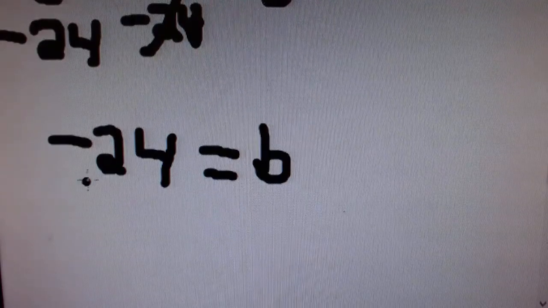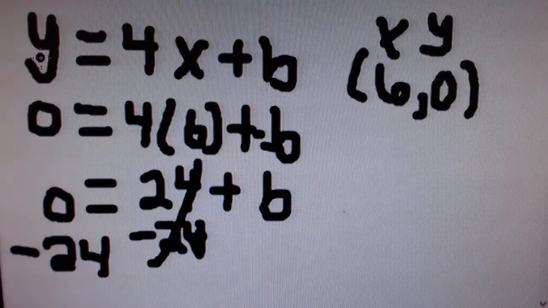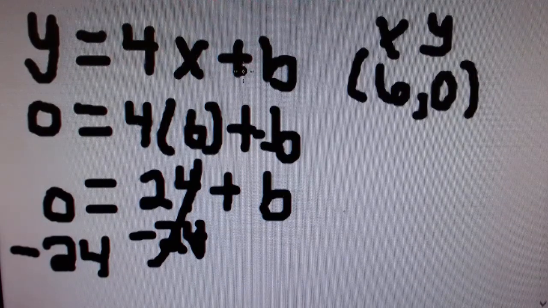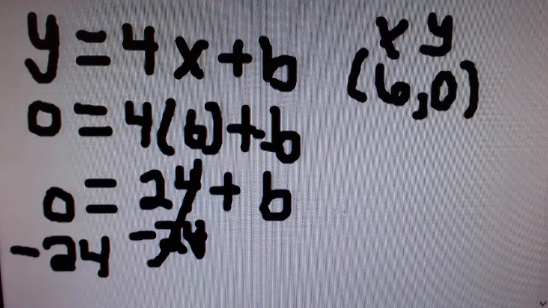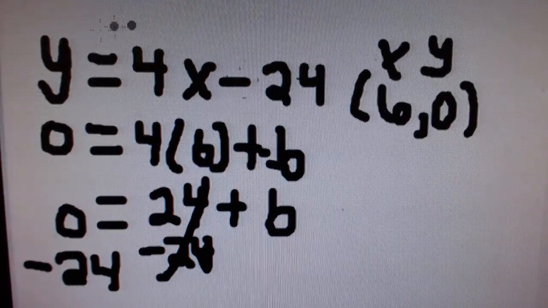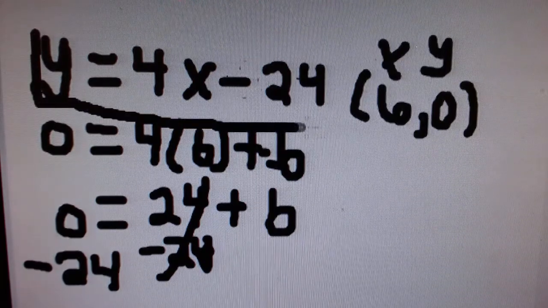Okay, now all you have to do is take the 24 and plug it back into the slope-intercept form of y equals 4x plus b. So instead of plus b, I'm going to substitute negative 24. Okay, therefore our answer is y equals 4x minus 24.